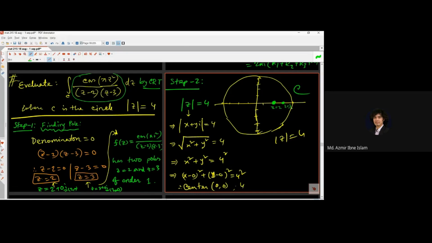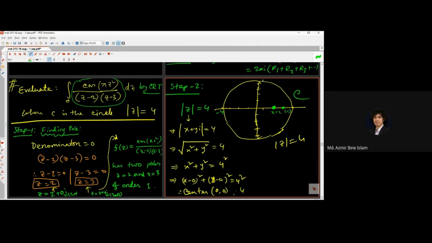Can we locate the points? Since the radius is 4, so obviously this is 4, this is 4. That means 2 and 3 are inside this circle. Is that okay? Yes, sir. Okay. Since both these two poles are inside, we have to find all the residues. Residue for z equal to 2 and also residue for z equal to 3. So this time, location of the points is important. That means you have to locate the points.